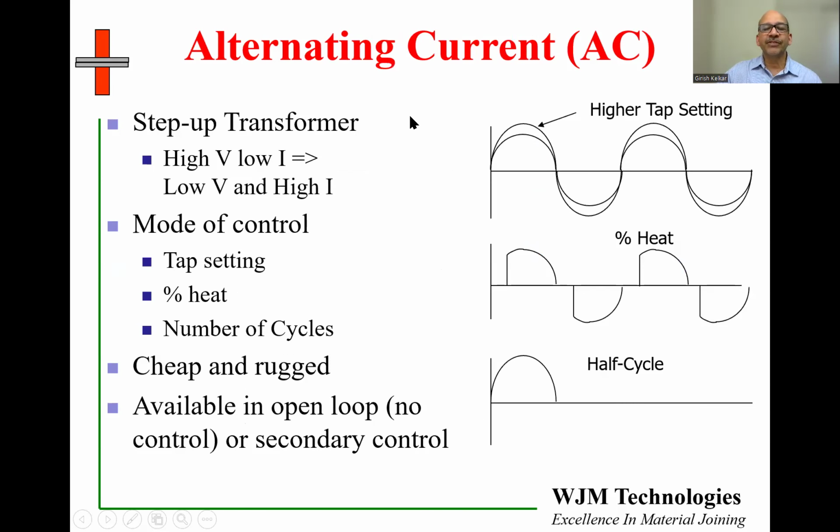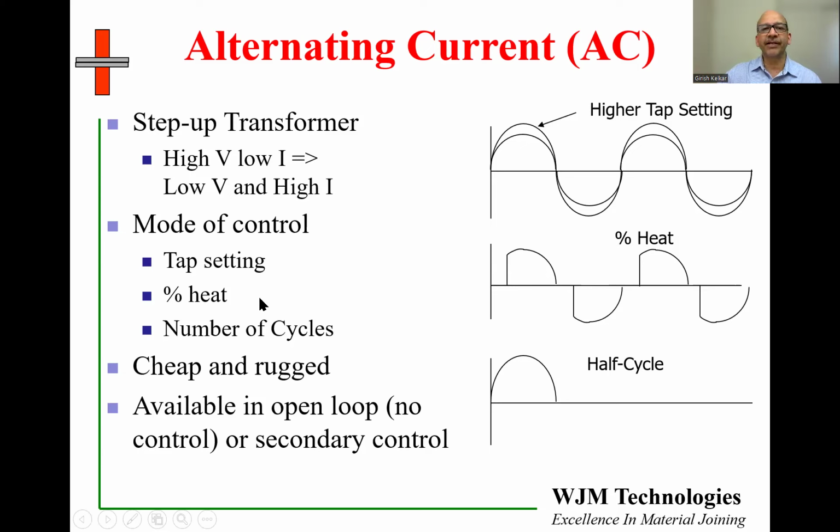The other technology, which is also quite old, is alternating current. As the name implies, essentially what it does is takes the AC, which is the wall power, always alternating. So we take the AC power from the wall, put it through a transformer, convert it from high voltage, low current to low voltage, high current, and provide it to the parts being welded.